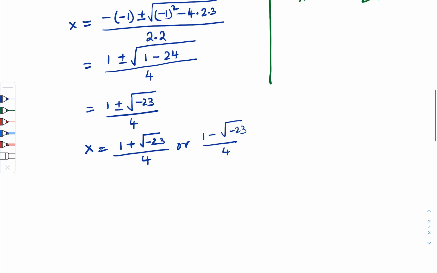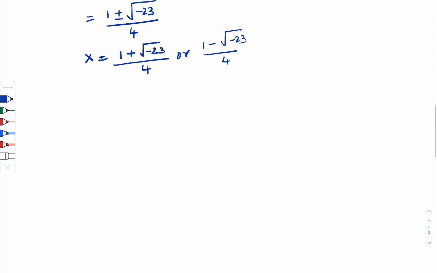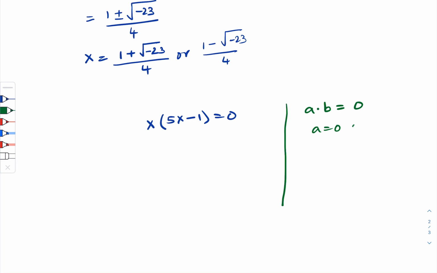Okay, let's do one more problem before we wrap this video up. So let's say you're given x times 5x minus 1 is equal to 0. Go ahead and try to pause the video and then try to solve the problem. And then you can watch it after trying to solve it. All right, so when you're given a problem like this, where you have two terms multiplied together and that's equal to 0, just remember what we learned before. When you have a times b is equal to 0, then either a is equal to 0 or b is equal to 0.